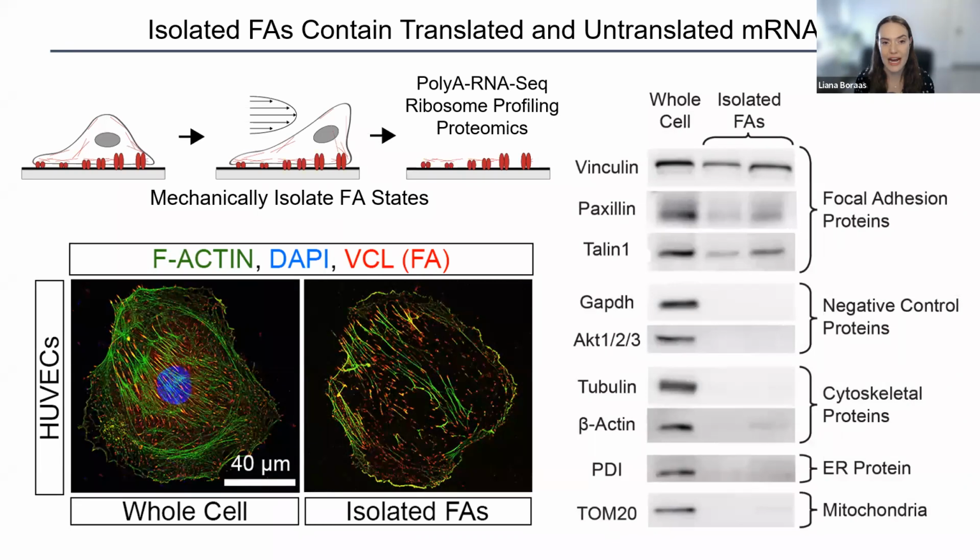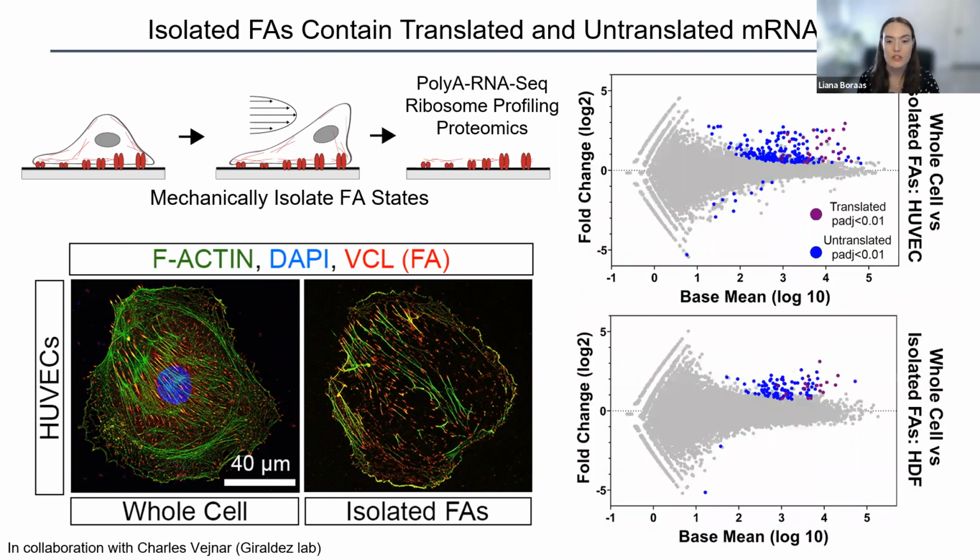All right, so with this assay, we then wanted to look at what RNA is there. So we did poly-A RNA sequencing. We did ribosome profiling to determine whether or not the RNA was translating. And we did proteomics to determine if it was contributing to the local proteome. So with these assays, we took isolated focal adhesions and compared them to whole cell controls. We did this for endothelial cells, HUVECs, as well as fibroblasts. So these are both primary cell lines.